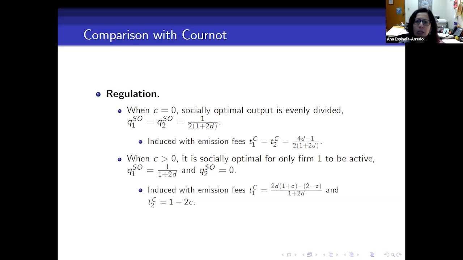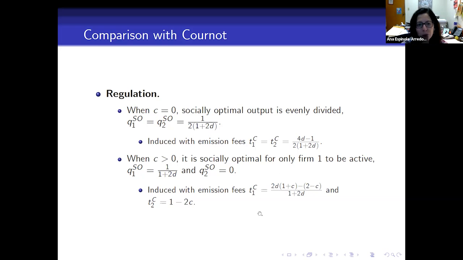Then we will focus on the case when firms are asymmetric. So when firm one's cost advantage or cost efficiency is positive, then in this case, what we observe is that only firm one is active. Firm two is not active. So that's the socially optimal amount, in which we have the most efficient firm producing and the inefficient firm doesn't produce. And then the emission fees that induce that result are the ones that I am presenting here.